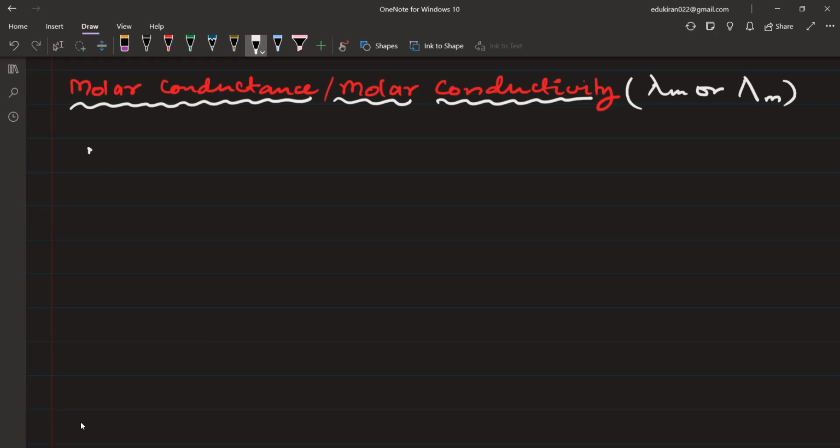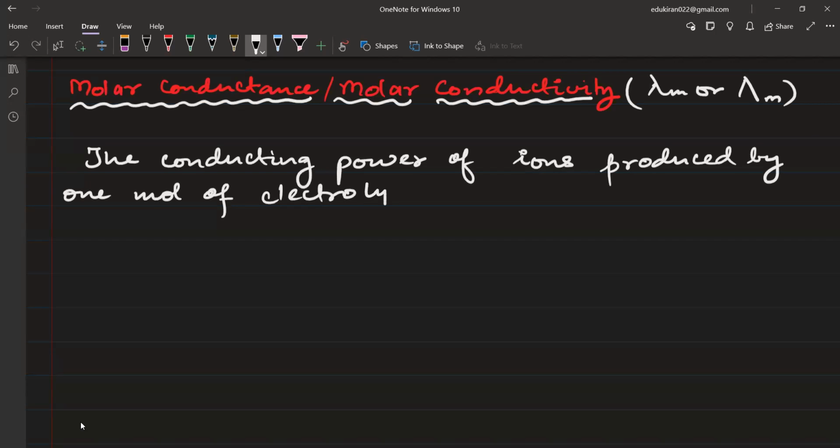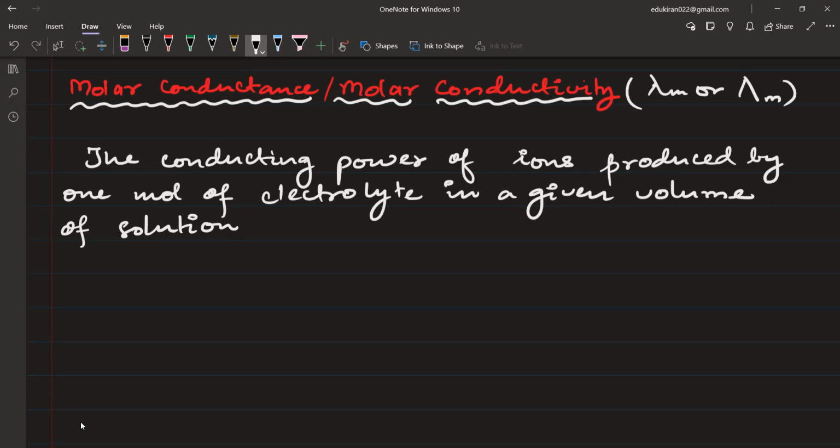Please write: the conducting power of ions produced by one mole of electrolyte in a given volume of solution is called molar conductance.